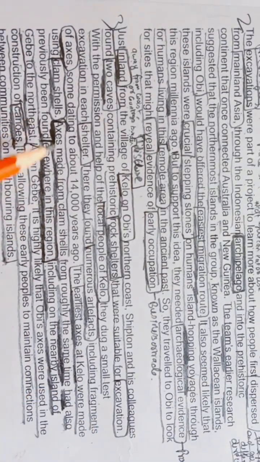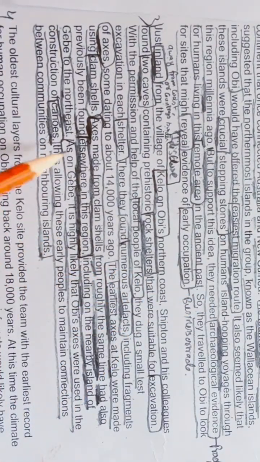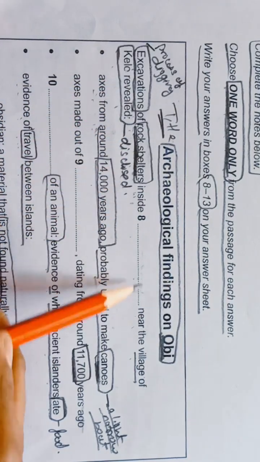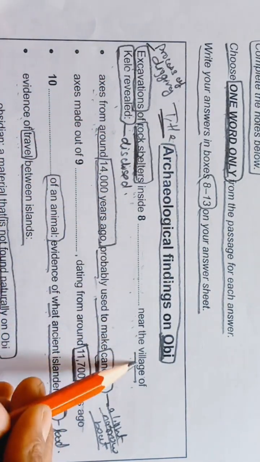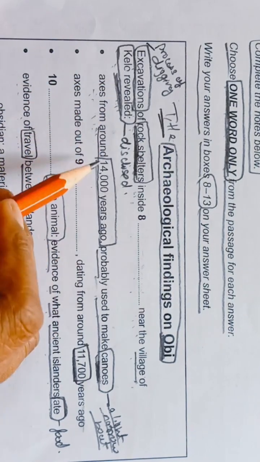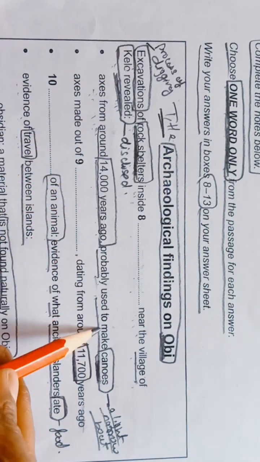Okay, and we have seen the canoes also. So these are our keywords. What they are asking in this is: excavation of rock shelter inside dash near the village of Kilo revealed access from around 14,000 years ago, probably used to make canoes.